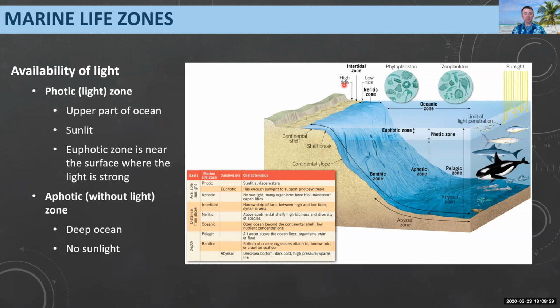So like I was saying earlier, the photic zone, that's where light is coming in. Basically below the photic zone, it's called the aphotic zone. No more light can get down through there. It's filtered out. You can't see anything.